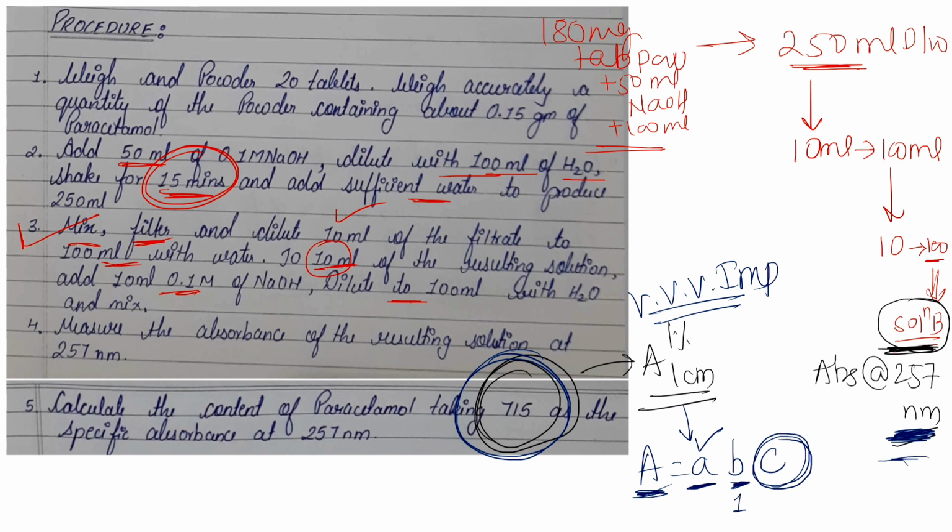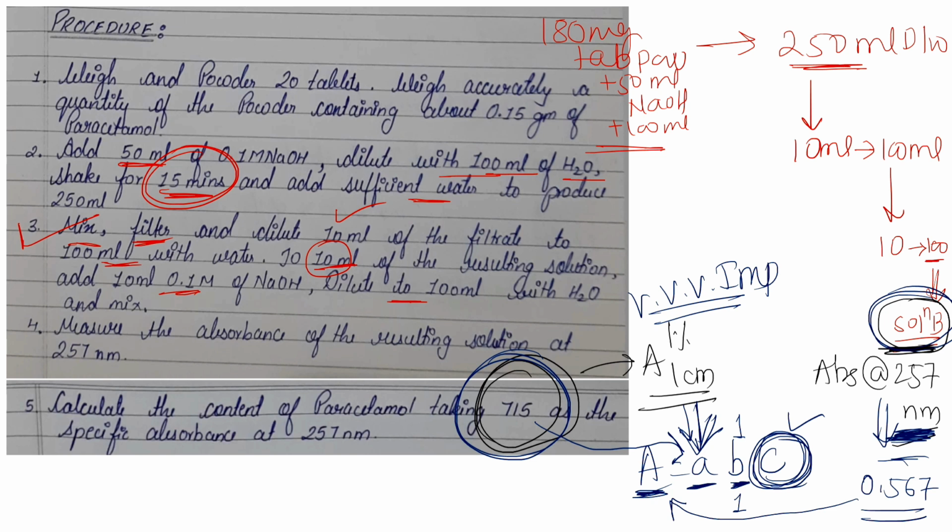So let us say we have got the absorbance here, and that absorbance is 0.567. This is the absorbance value of the solution B. Now what is my aim? I will substitute this absorbance value here. I will substitute this absorptivity value, this 715, here. B is 1, and then I will find out here the concentration. So is it the final concentration here? No. This is the concentration of solution B. And what is my aim? My aim is to find out the amount of paracetamol present in the given tablet. In the given tablet, as per label claim, it is 50 milligrams.